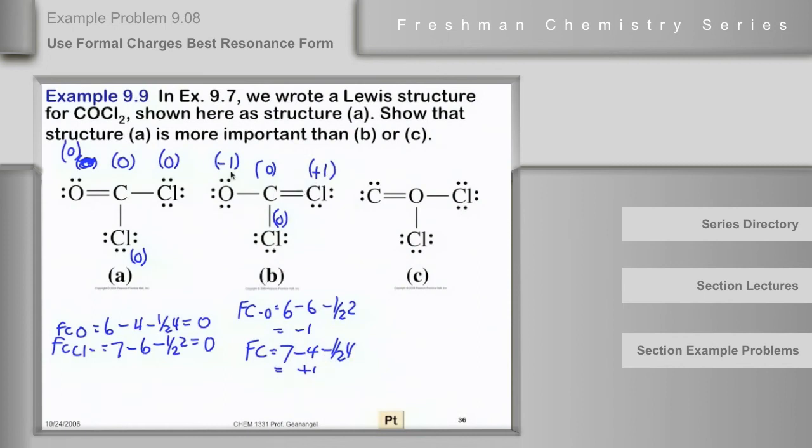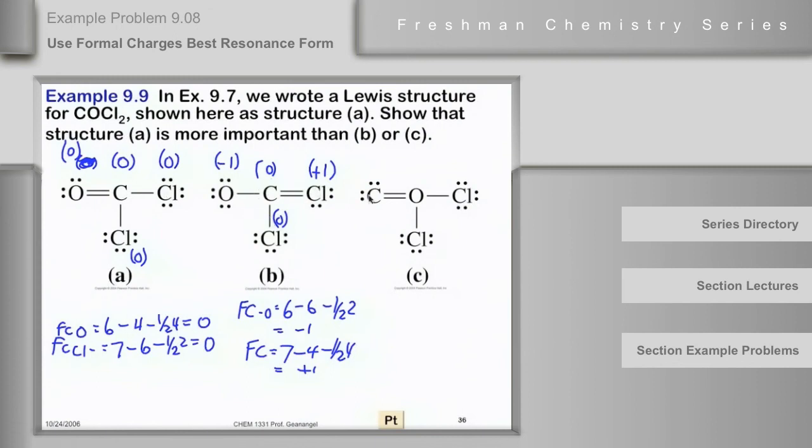Once we had the -1 and the 2 zeros, you could figure algebraically this had to be a +1 because the sum of the formal charges for a molecule always adds up to 0. So you don't have to calculate all of them. If it's an ion, the sum of the formal charges is going to add up to the charge on the ion. Okay, so this one is not as good as that one. Clearly B is less important than A.